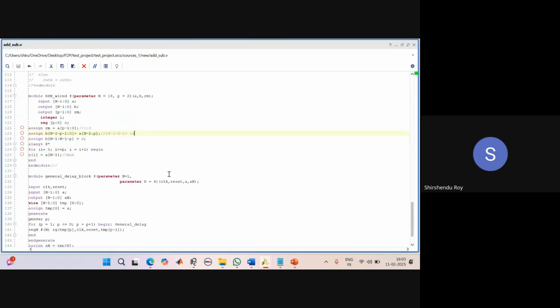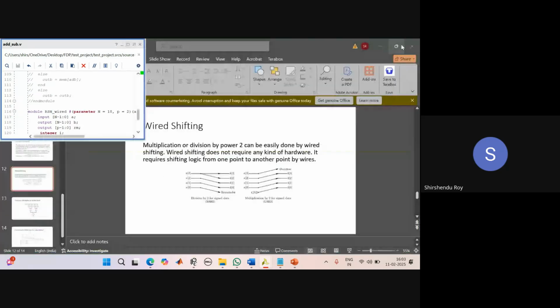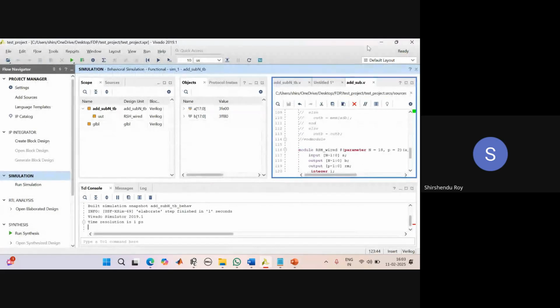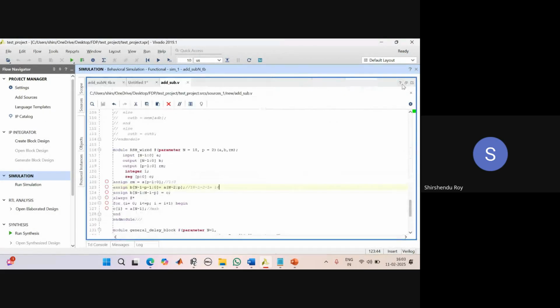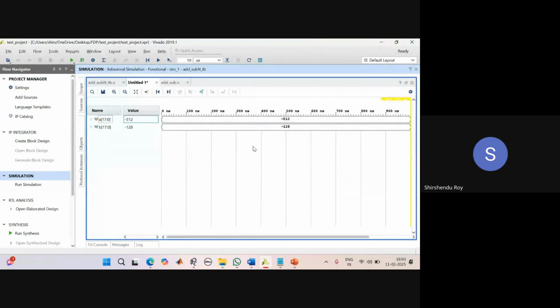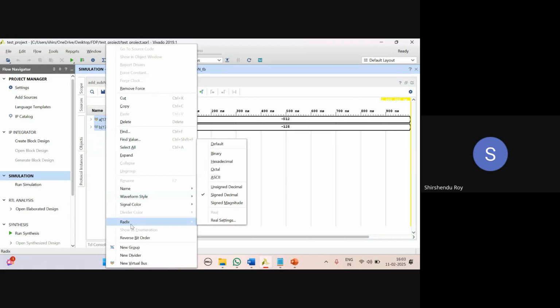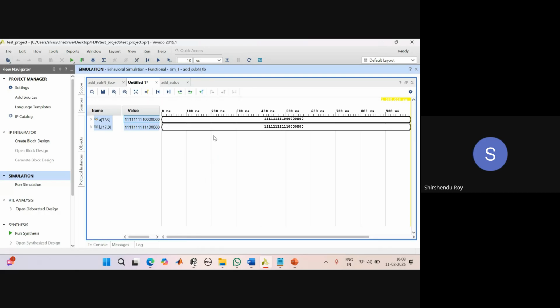Okay, so let me show you the simulation of this. Why this block is important now, how it is working, I'll show you the simulation. Simulation also I have done here. See, now in binary I'm showing. You must be thinking why I prepared this kind of block while we have a ready-made command in Verilog, right? Left shift, right shift. So the reason is I need to shift the MSB also.